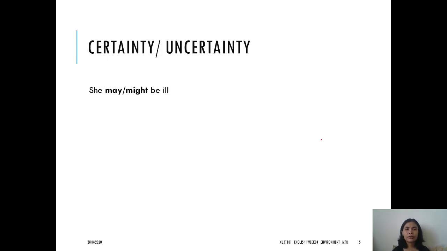Now to talk about certainty or uncertainty, you can also use the expression of may or might. For example, she may be ill or she might be ill. You are not quite certain whether she is actually ill. So you use the expressions of may or might to express certainty or uncertainty.